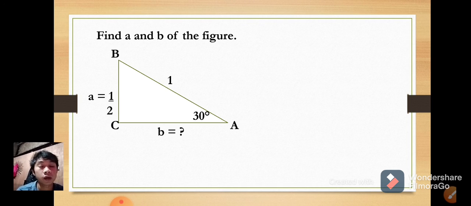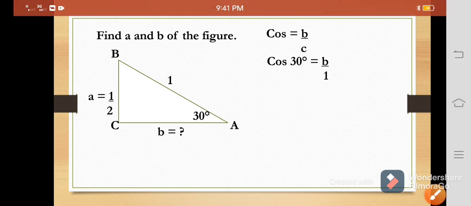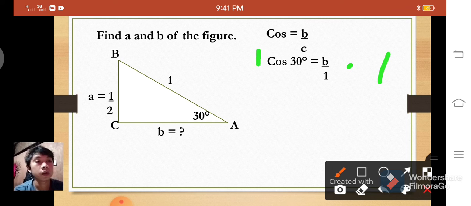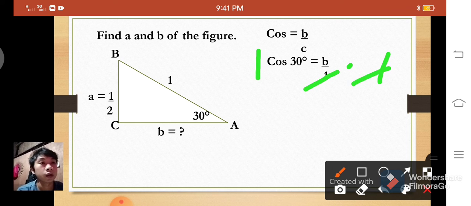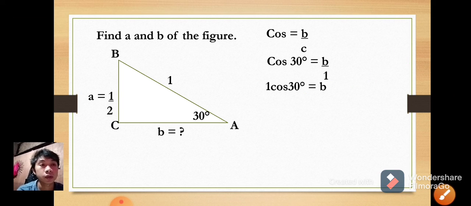For B, we will use the formula cosine is equal to adjacent over hypotenuse. So cos 30 is equal to B over 1. Multiply both sides by 1, and then cancel 1. Then we have 1 cos 30. 1 cos 30 is equal to square root of 3 over 2.